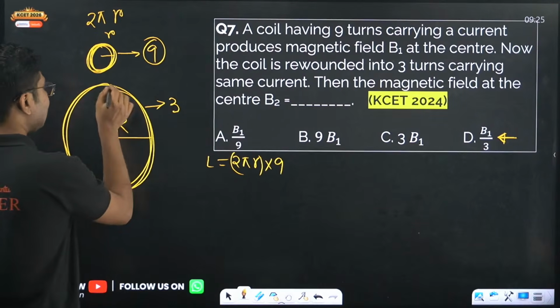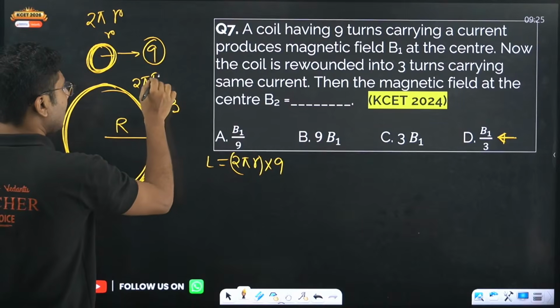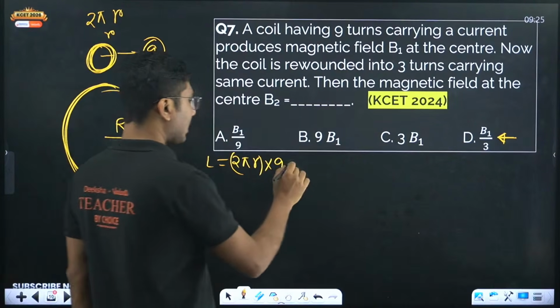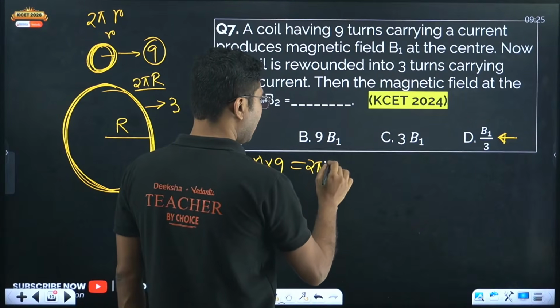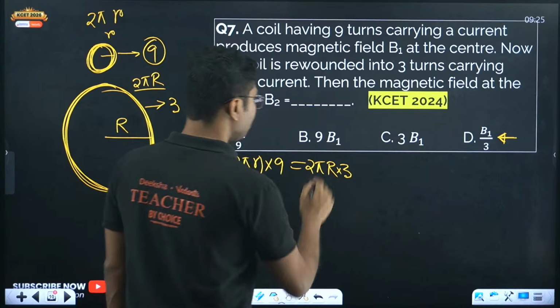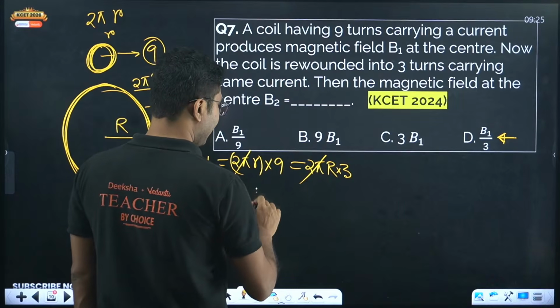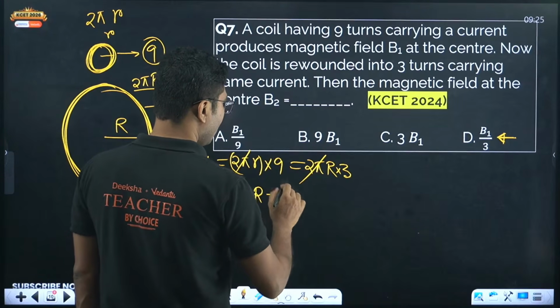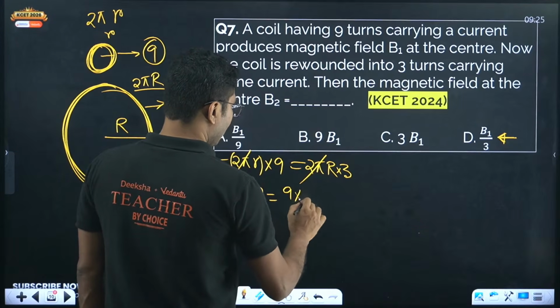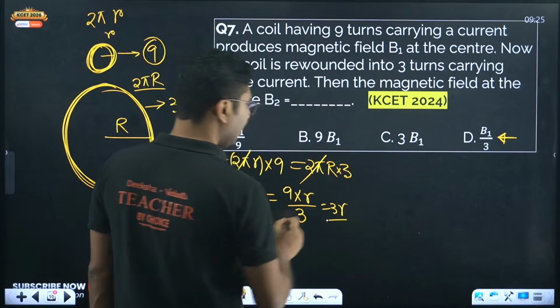Now here, what is the length of one turn? The length of one turn is 2 pi capital R. And what is the length of the total wire? It will be 2 pi capital R into 3. Right? So 2 pi cancels, and we get that capital R equals 9 into r by 3, that is 3r. So 3r is the radius.